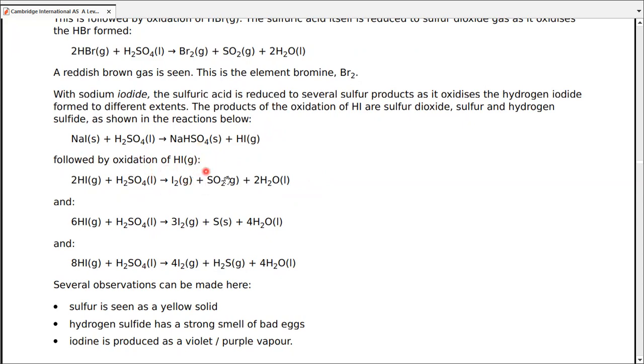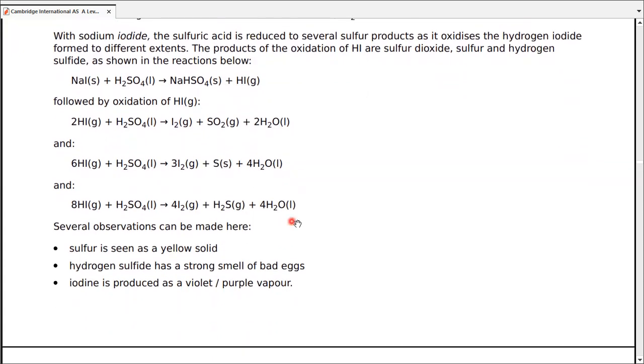The first reaction, iodine plus SO2, the second reaction, iodine plus S, the third reaction, iodine plus H2S. So you can actually make several observations. The more sulfuric acid you use, the different products you form. The first reaction gives you iodine and SO2. The second reaction forms sulfur. Sulfur here would be a yellow solid.